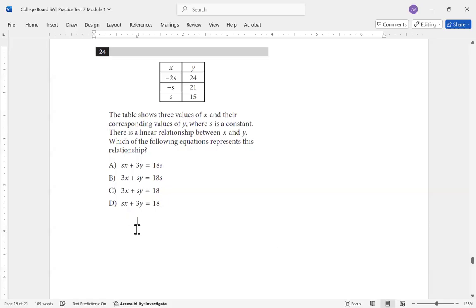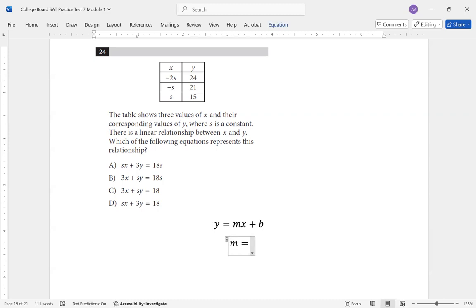Now, I tend to like dealing with the y equals mx plus b form of a line, that is the slope intercept form of a line. So I'm going to start out creating a slope intercept form of the line. By the way, this is not the only way you could do this. You could plug in values and see what's going on, see which ones work. But what I'm going to do is look for the slope intercept form of the line.